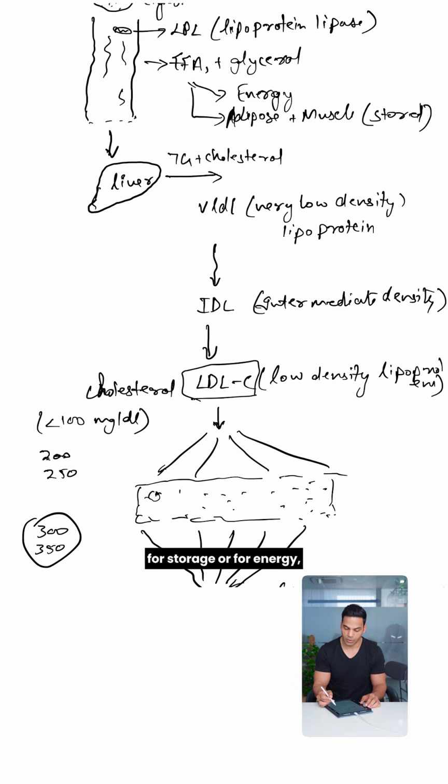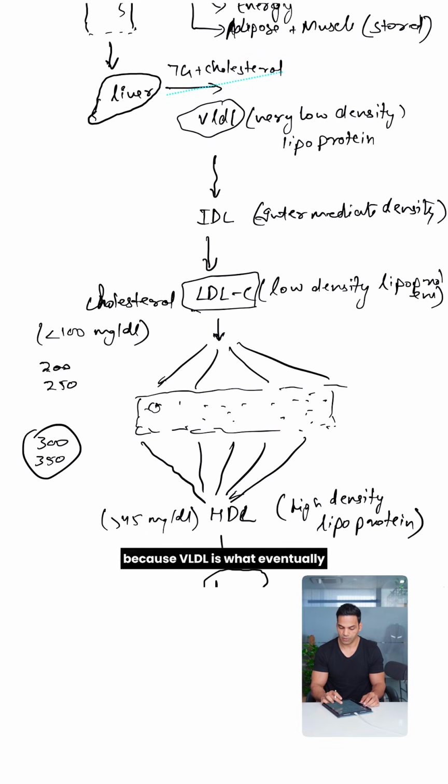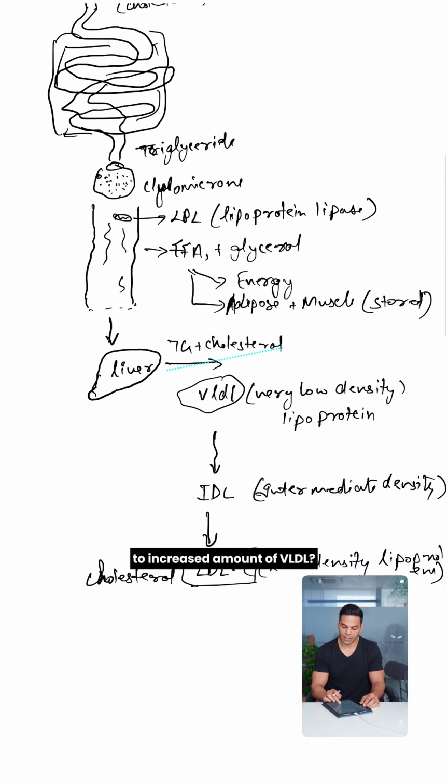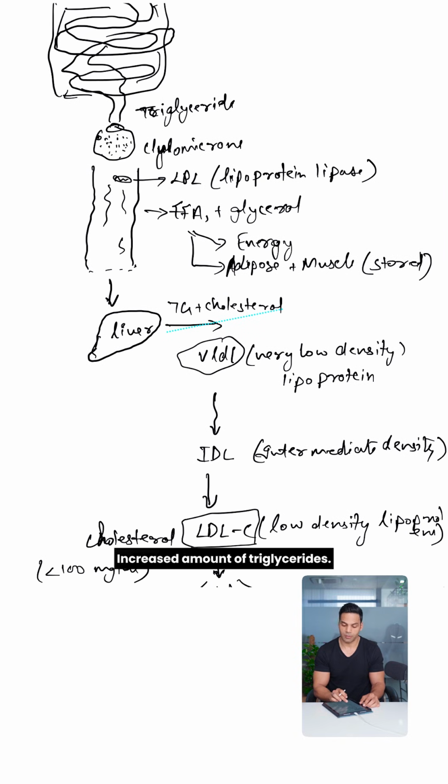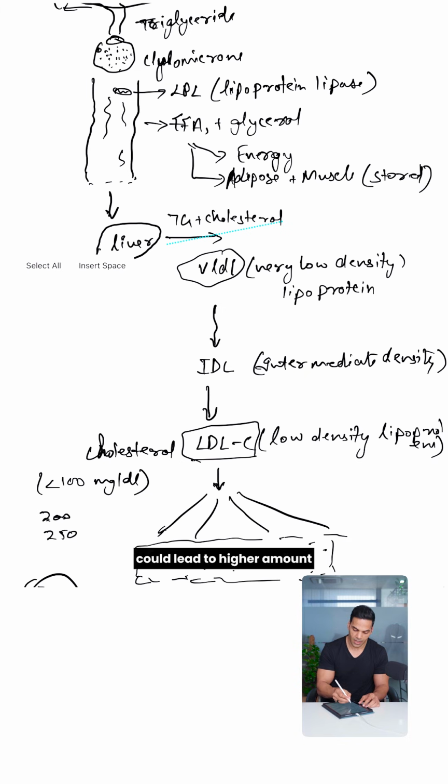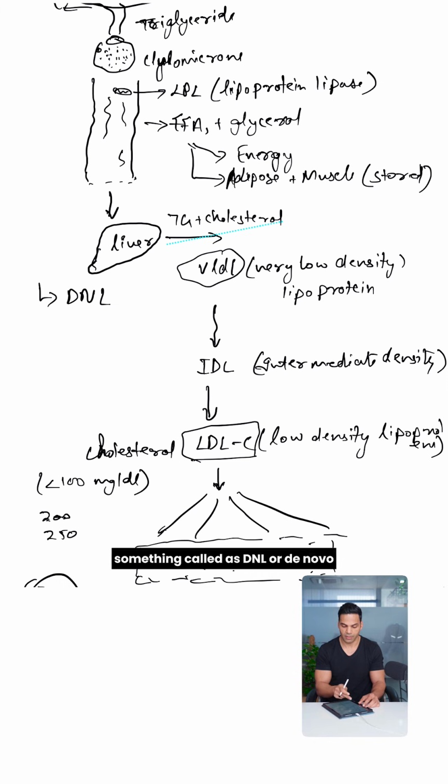Even if you have to send it out for storage or for energy, you are going to need more VLDL, right? So an increased number of VLDL, because VLDL is what eventually converts into LDL. Increased VLDL will result in increased LDL, right? And what would lead to increased VLDL? Increased triglycerides, the more hepatic triglycerides. So let's understand what could lead to higher hepatic triglycerides. We know that there is something called DNL, or de novo lipogenesis, where carbohydrates are converted into triglycerides, primarily in the liver, right?